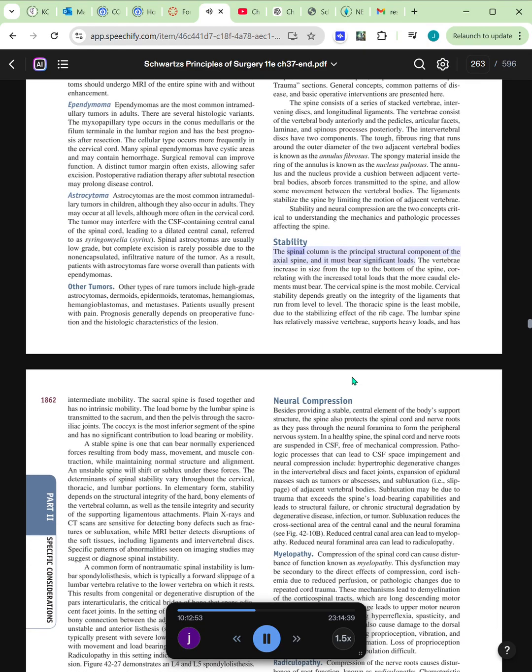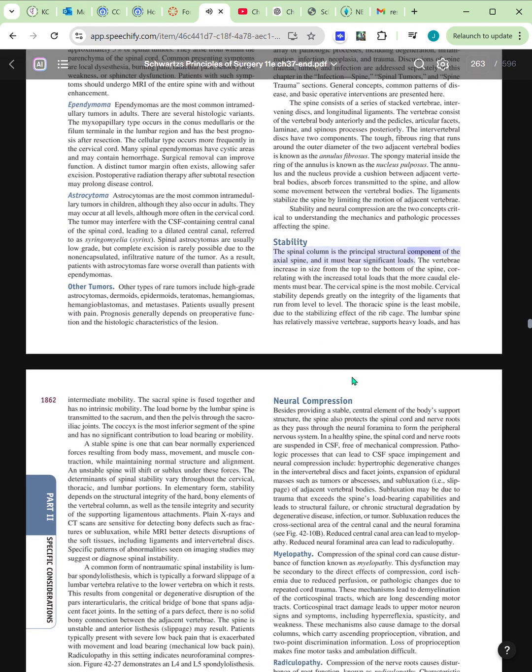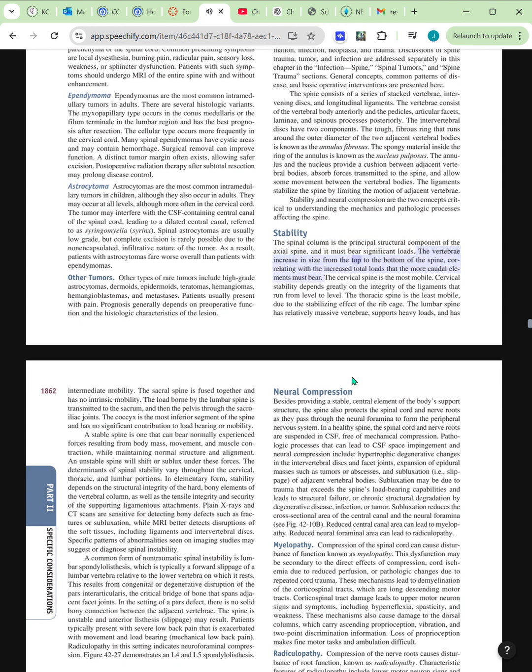Stability. The spinal column is the principal structural component of the axial spine, and it must bear significant loads. The vertebrae increase in size from the top to the bottom of the spine, correlating with the increased total loads that the more caudal elements must bear.